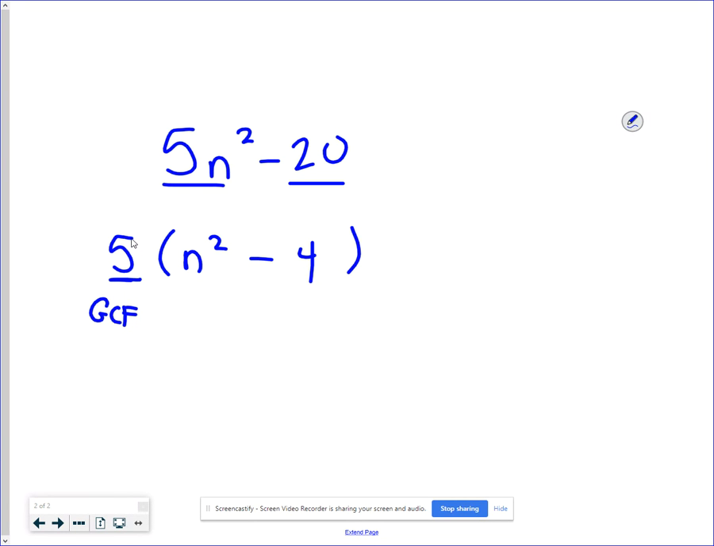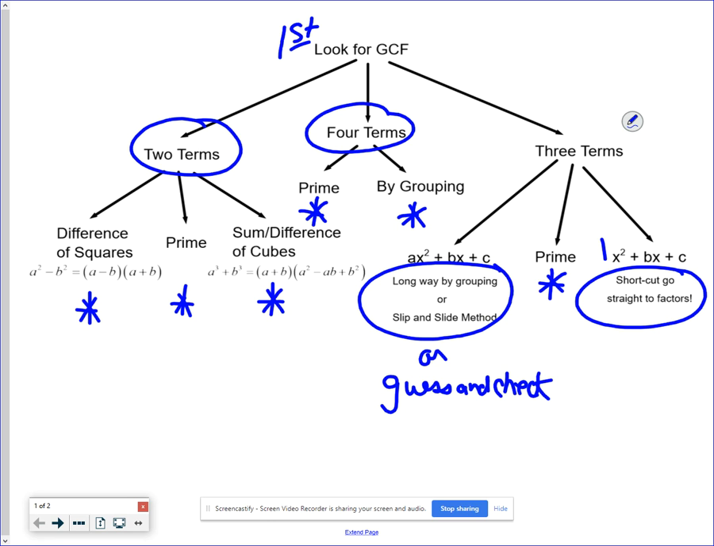But you should always look at what's inside the parentheses here. So it's like a brand new problem. So just ignore the 5 that you pulled out at the beginning. N squared minus 4. How many terms do I get? 2 terms. So let's look at our flow chart here. If I have 2 terms, I can factor it if it's 2 perfect squares, or it could be prime, or if I have a sum or difference of 2 perfect cubes.